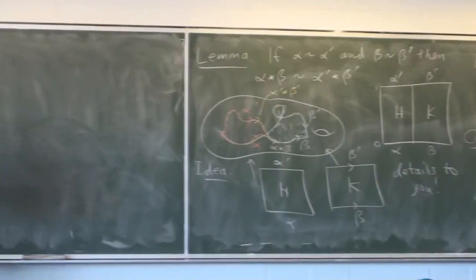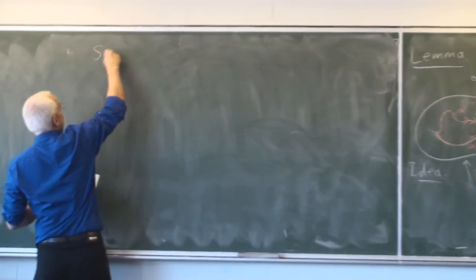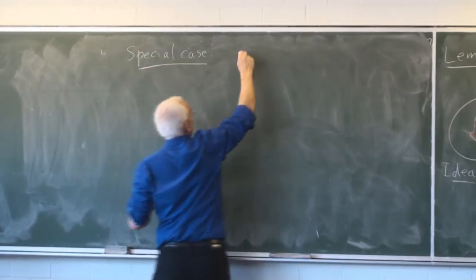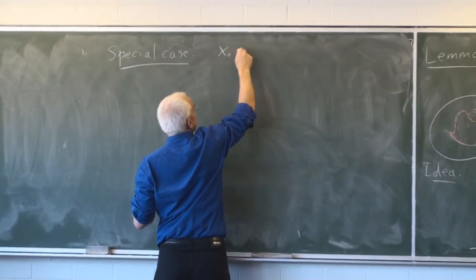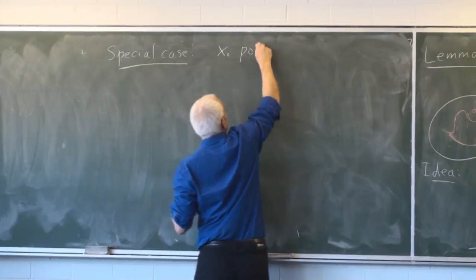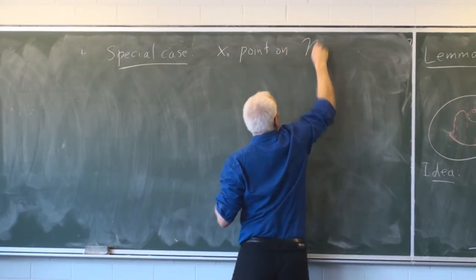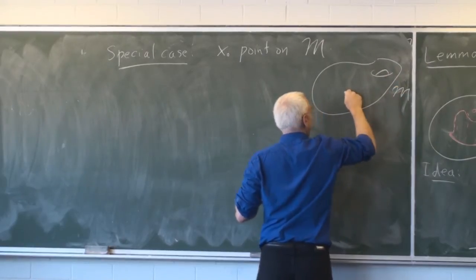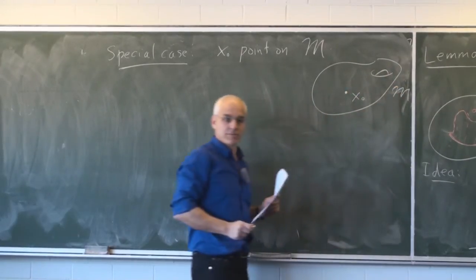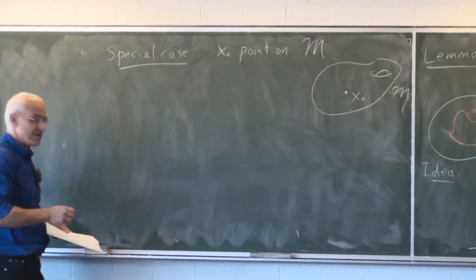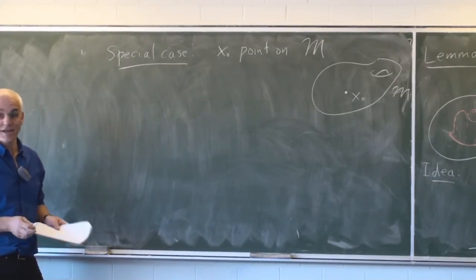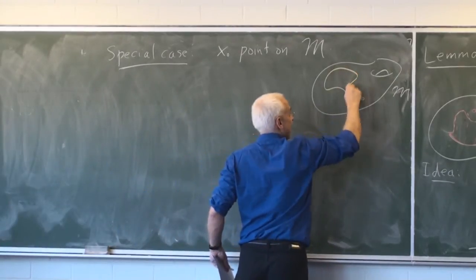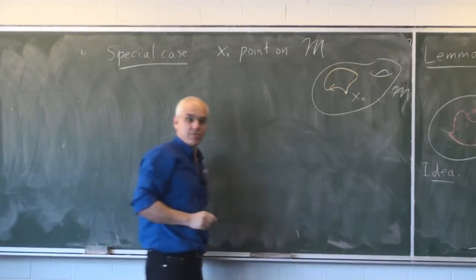An important special case of all this is when we're talking about loops. So a special case. Suppose that we have a fixed point, x0, on our surface M. So we fix a point x0. And now we can consider just paths which start and end at x0. So loops based at x0.